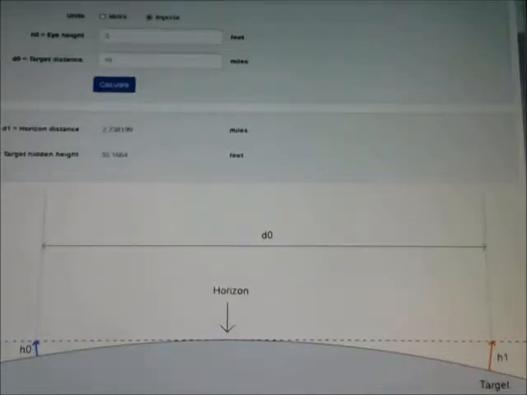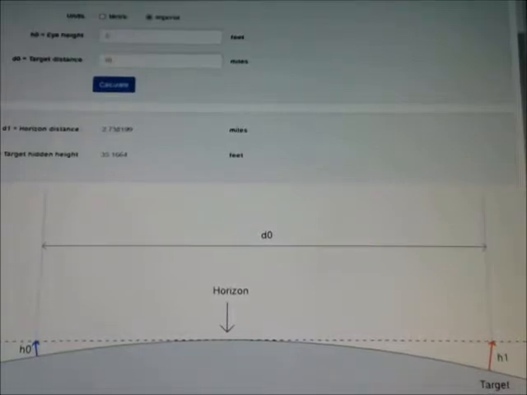Hello, this video is about the Earth curve calculator, and also about how calculating the Earth curve and observing the Earth curve are two different things.